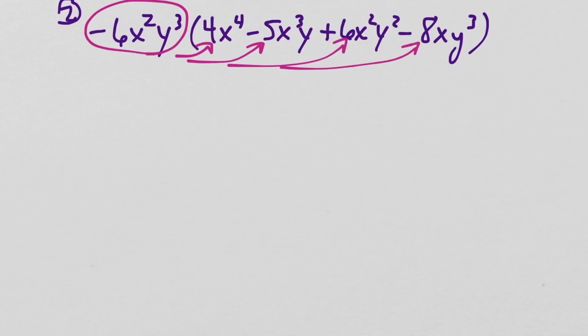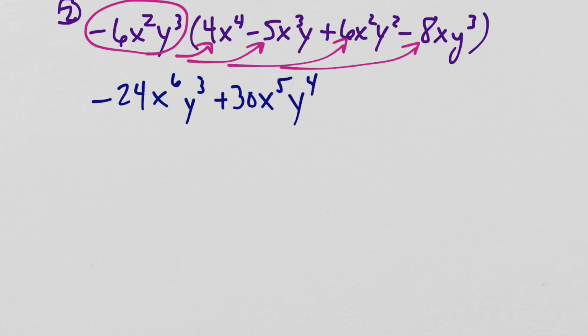Again, follow your exponents, follow your distributive property. Negative 6 times 4 is a negative 24. X to the second goes with x to the fourth. You add to get 6. And then the y to the third goes along for the ride because there are no other y's. Negative 6 times a negative 5 is a positive 30. X to the second, x to the third adds to be 5. And we have y to the 4.